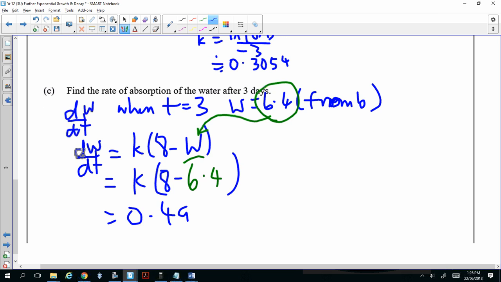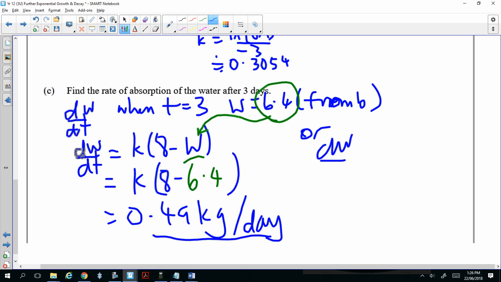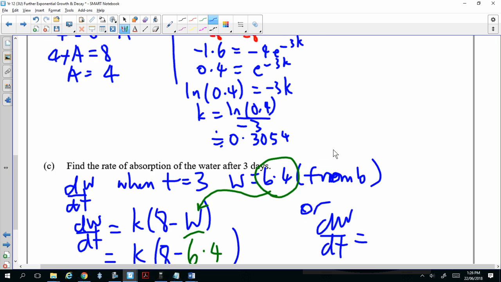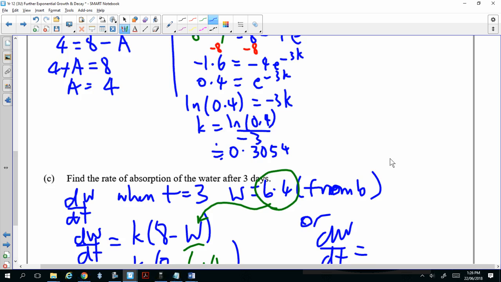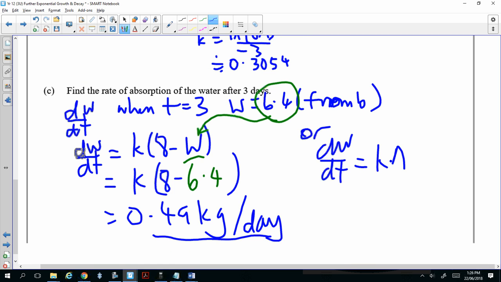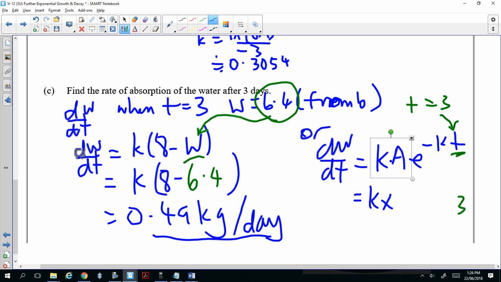Or if you like, you can use the derivative formula, which is written before, k times A times e to the power negative kt. Then you have to substitute t equal to 3 in here. So you go k times, now A is what, A equal to 4, e to the power negative k times 3. You can also get the same answer.